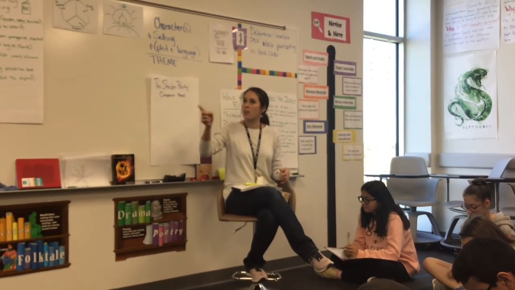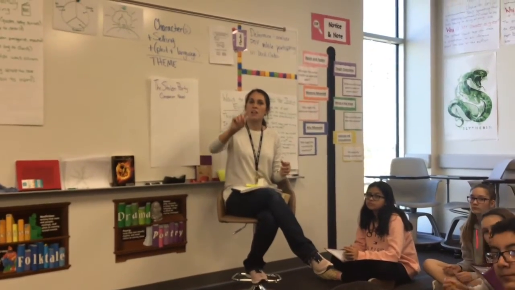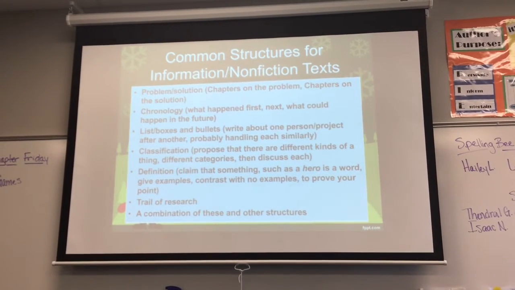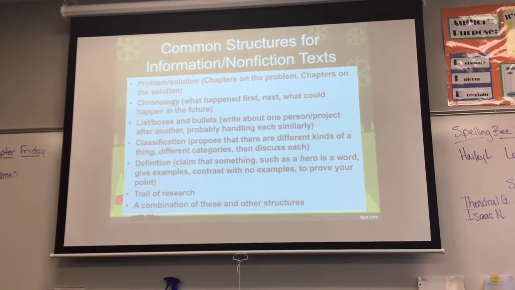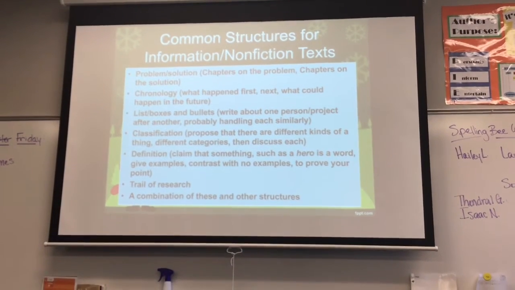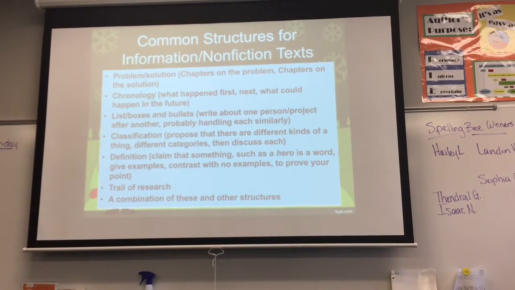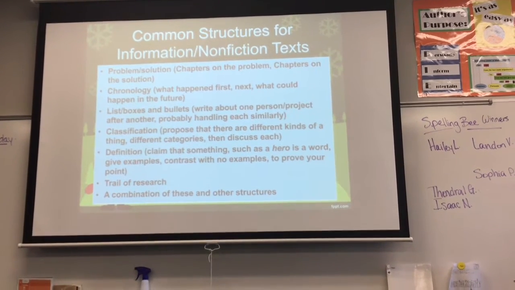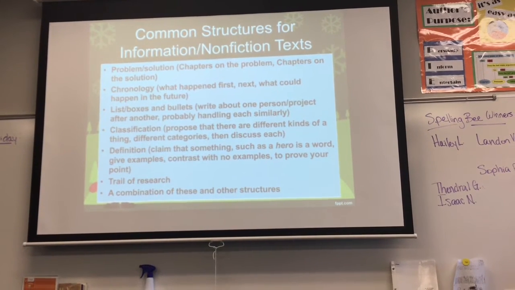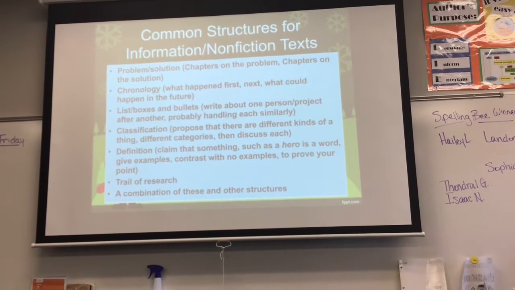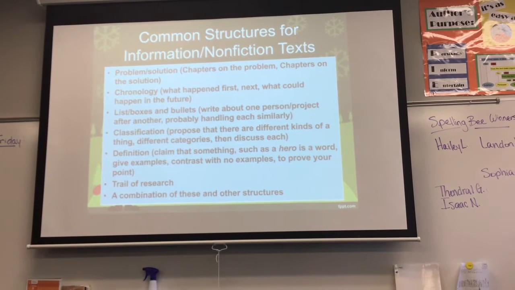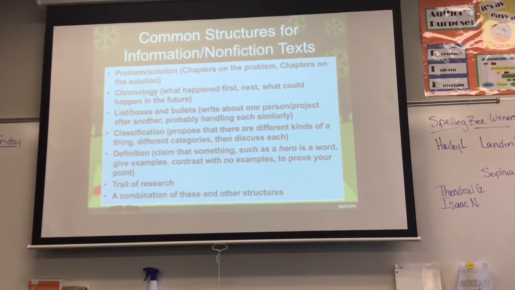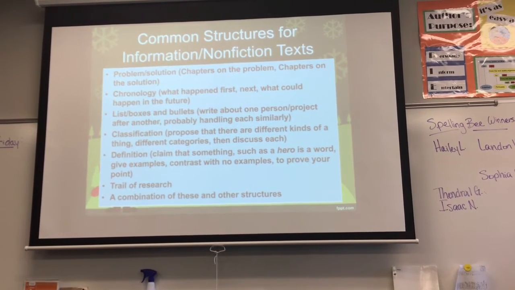So let's go to that next slide, please. And then Evelyn, if you want to look at that. Some common types of writing that we do, it's not always going to just be paragraph writing. Sometimes we're looking at problems and solutions. Sometimes we're looking at a timeline and showing that chronology. Sometimes it's just going to be the list and the boxes and the bullets. Like when I make my grocery list, that's informational writing. Sometimes you're classifying, like with that bug unit, you were classifying different types of bugs. Sometimes it's going to be a glossary. Sometimes it's just going to be the trail of research, and sometimes it's a combination of all of those.